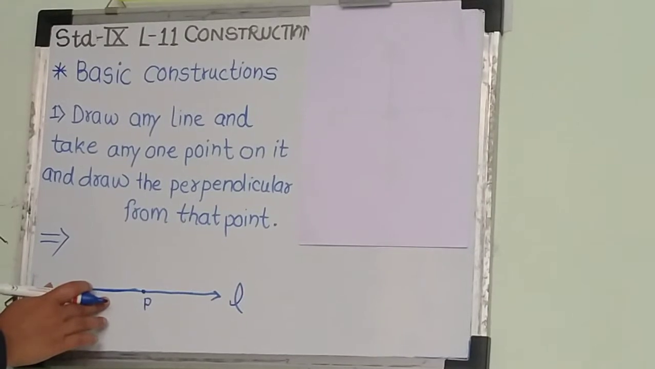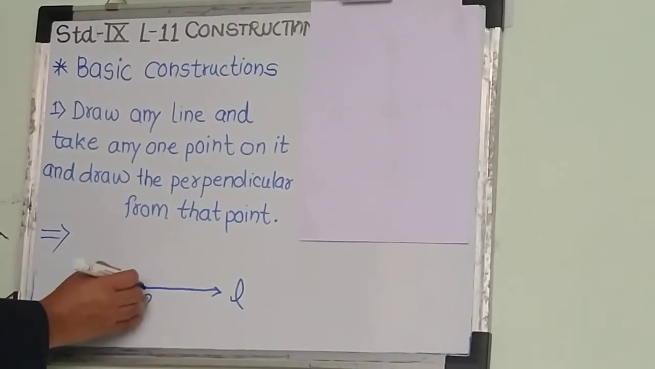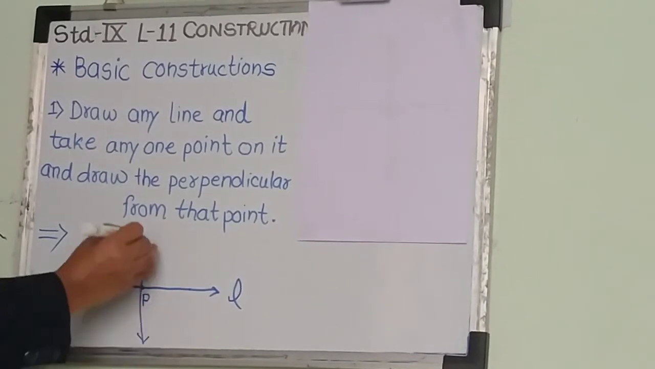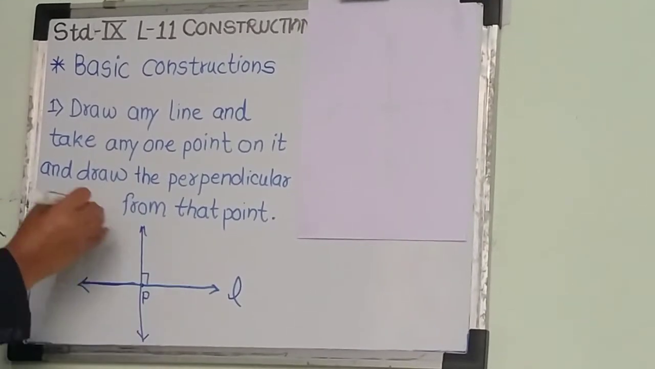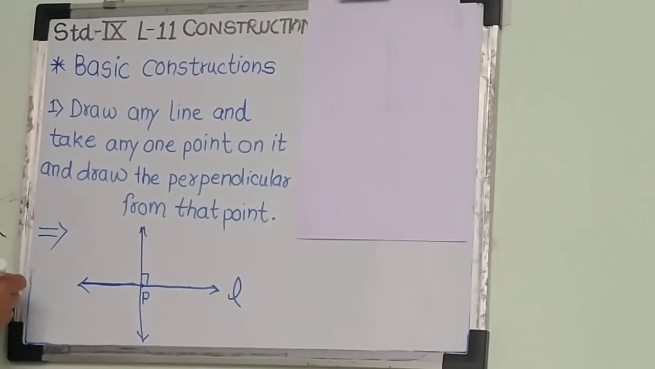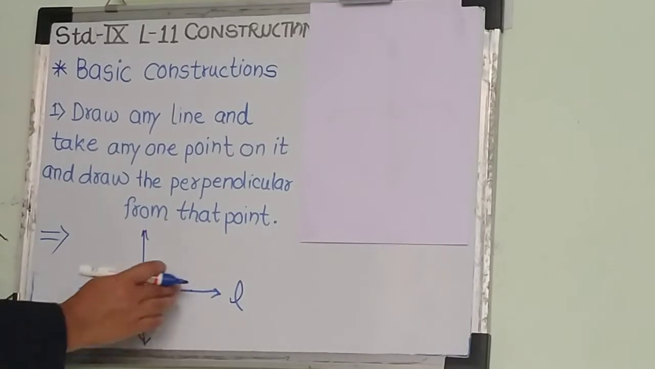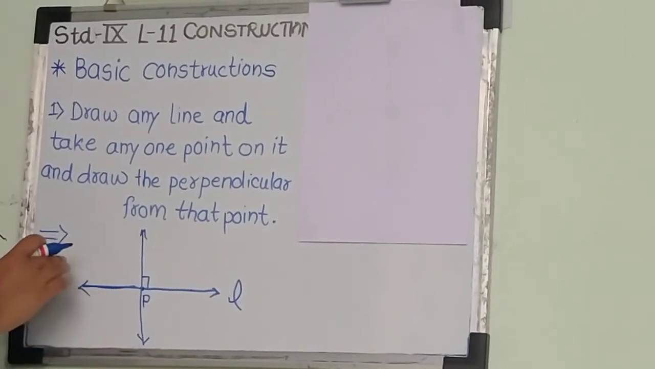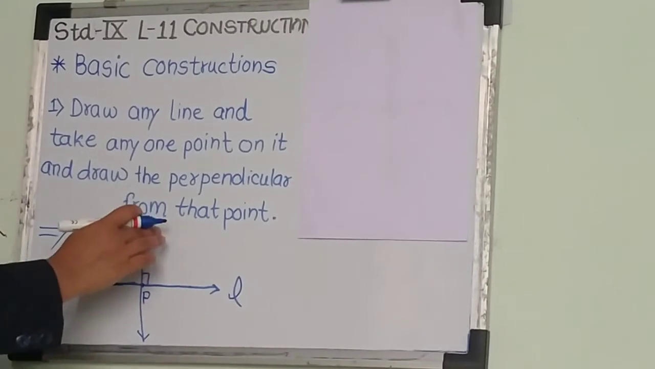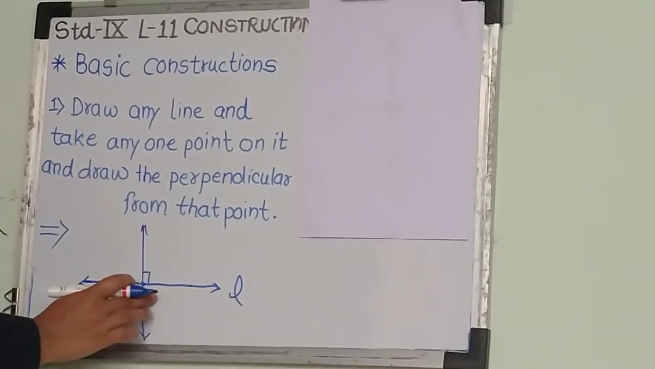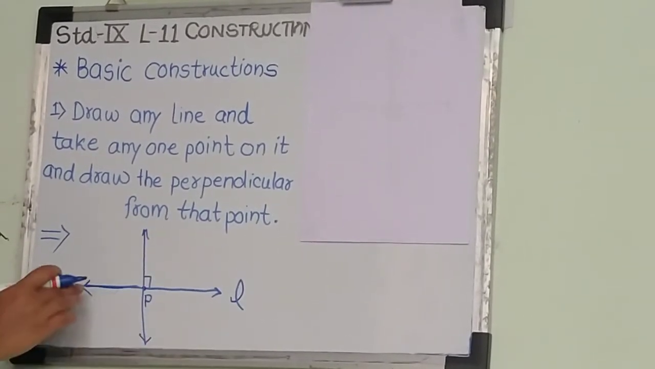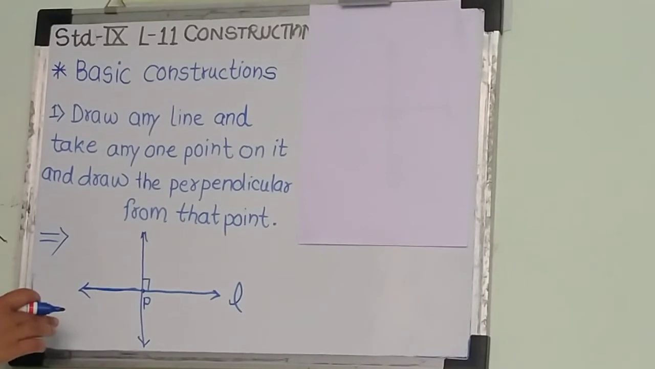So first, how to draw, I will explain. First we have to draw any line L. Then we have to take any point P on it, and from P we have to draw the perpendicular. So let's see how to construct.